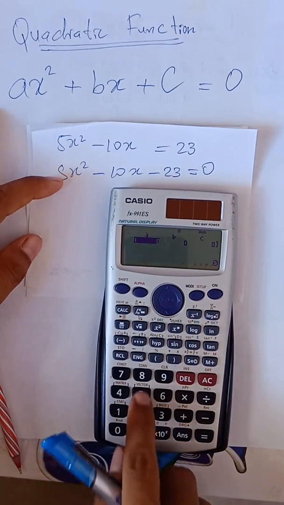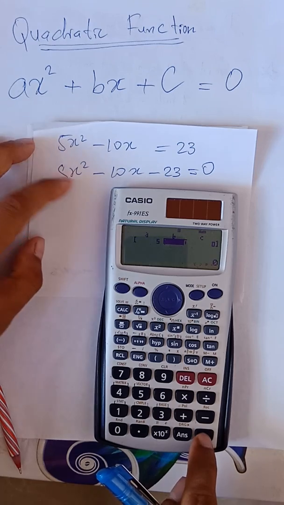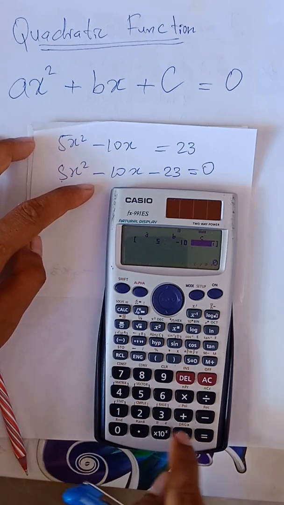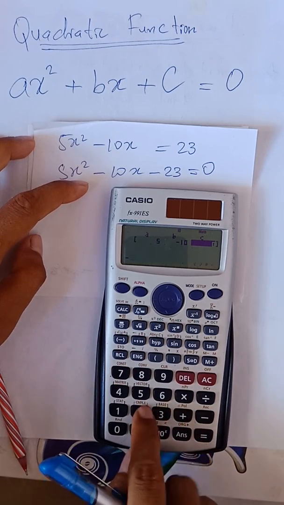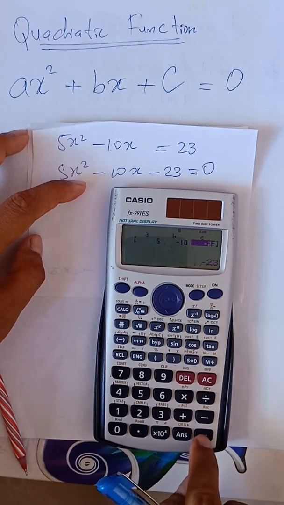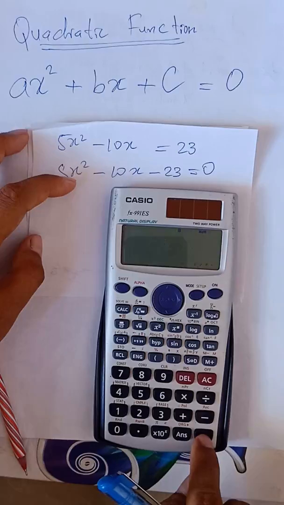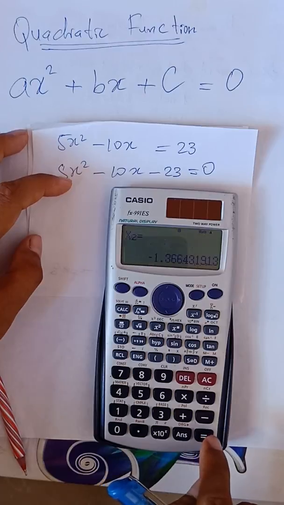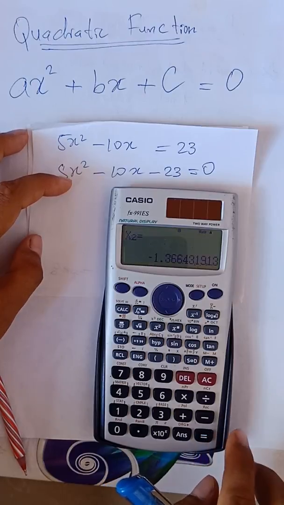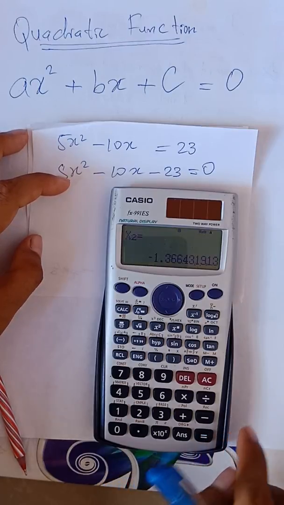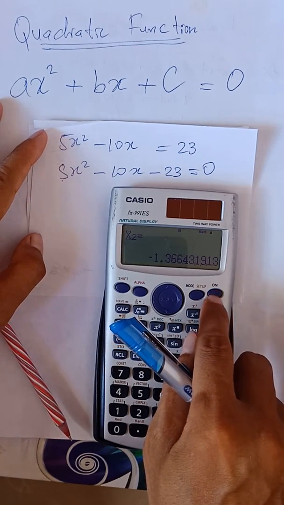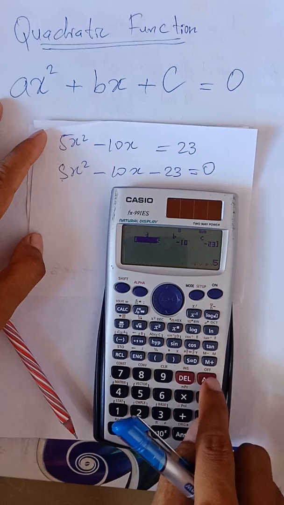You have A 5, press 5 equal, negative 10 equal, and negative 23 equal. Press equal again. You have your first answer, 3.37, and you press another equal, you have negative 1.37. To get back to the default function, you press on, press AC.